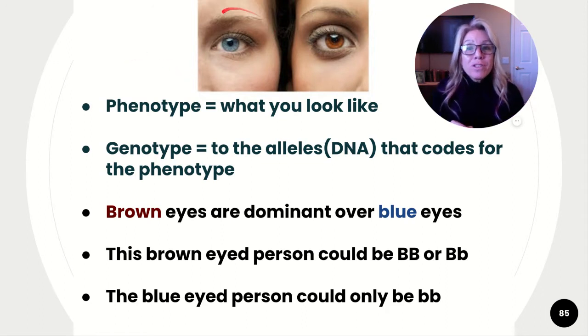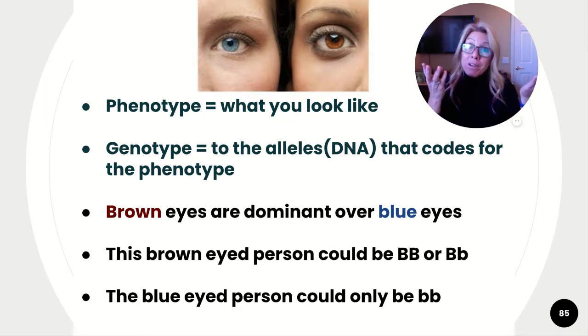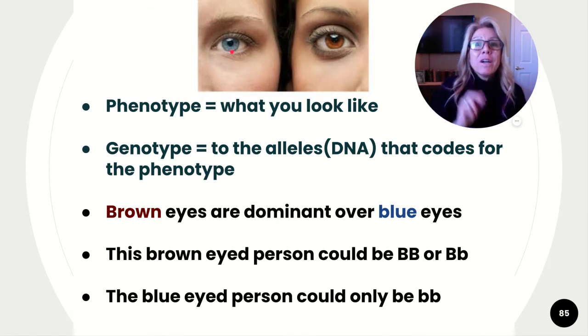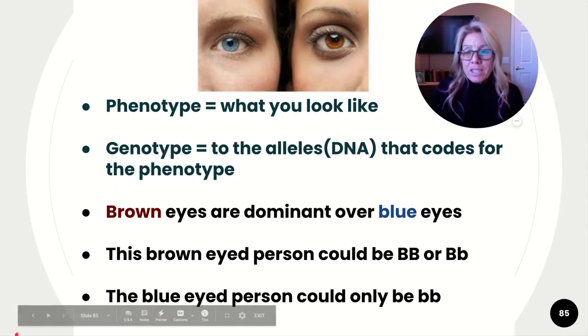This blue-eyed person, the only way they could have blue eyes is if they were given a blue-eyed allele from both parents. Now, could their parents have had brown eyes? Yes, both parents could have brown eyes, and they could have just given the blue-eyed allele to their offspring in order to give them blue eyes. All right, two alleles here, both of them blue. Here, we're not sure. We just know one of their two alleles is the brown-eyed trait.